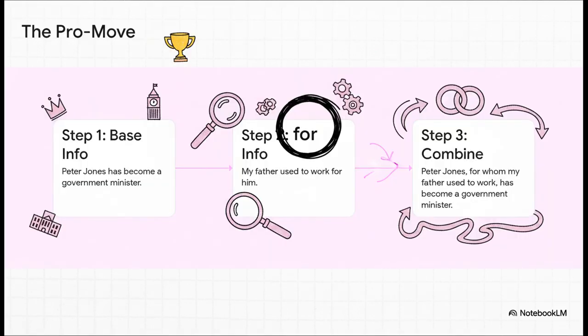Let's walk through it. It's a simple three-step process. Step 1, you've got your main fact about Peter Jones. Step 2, you've got the extra detail. Notice the key preposition there is for. Now for the pro move. You take that for, pair it up with whom, and stick it right at the beginning of your clause, and boom, you get one single super elegant sentence that says it all.